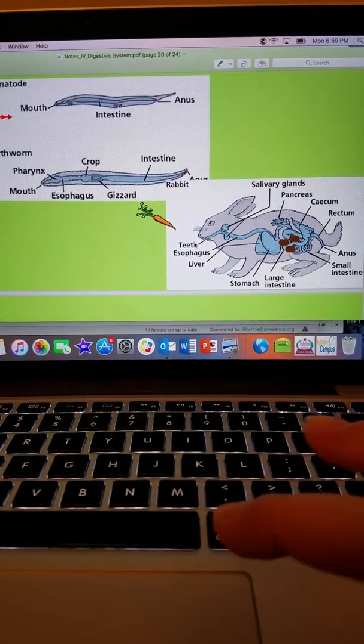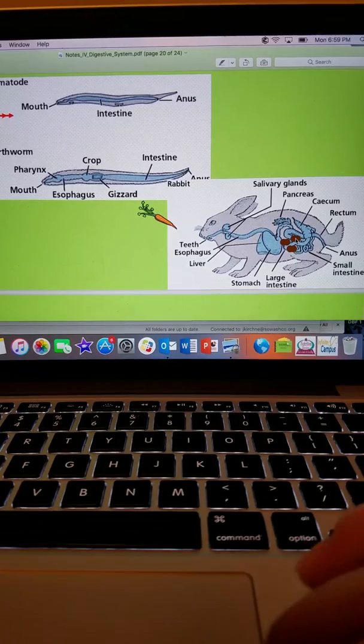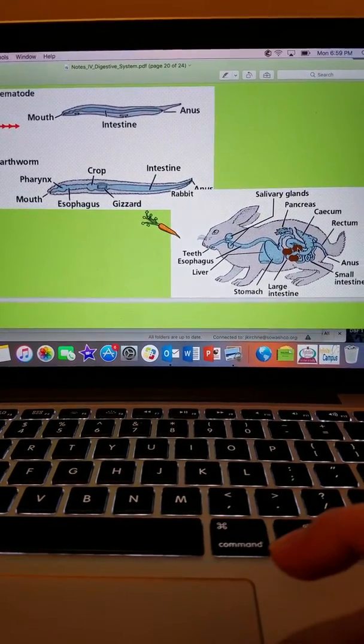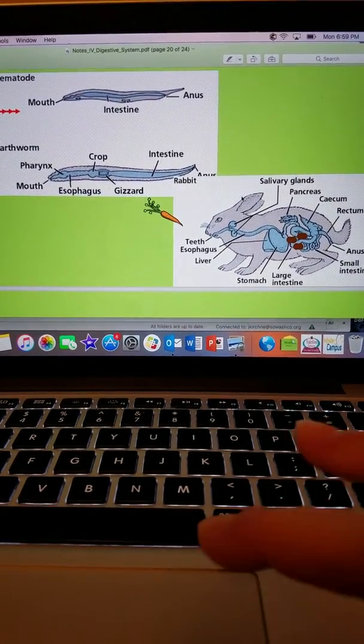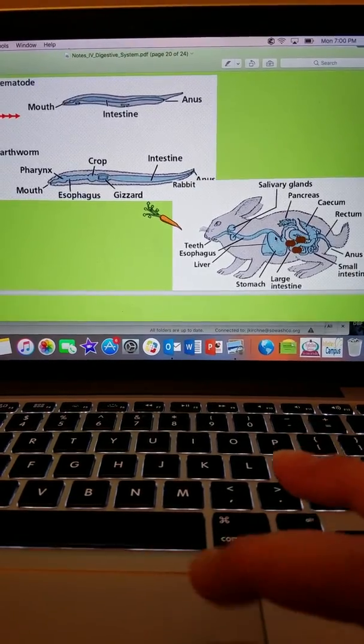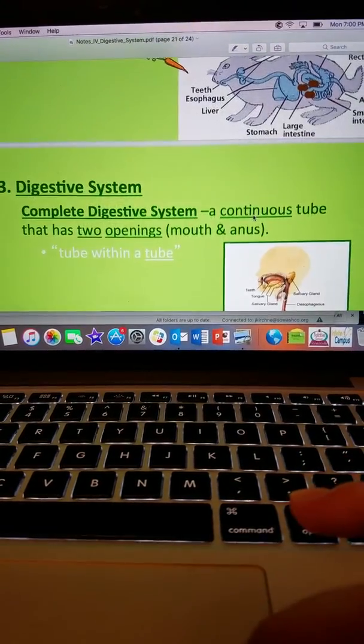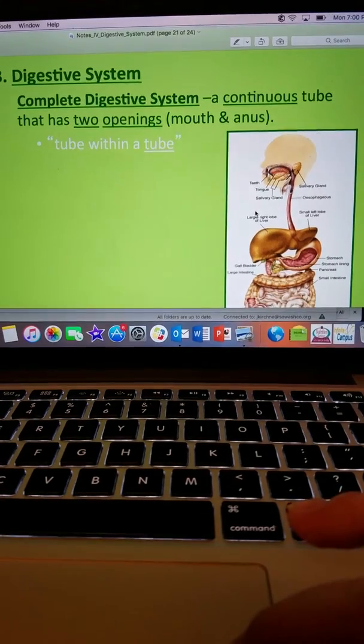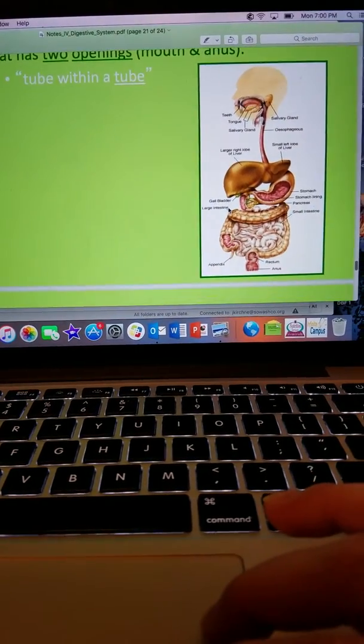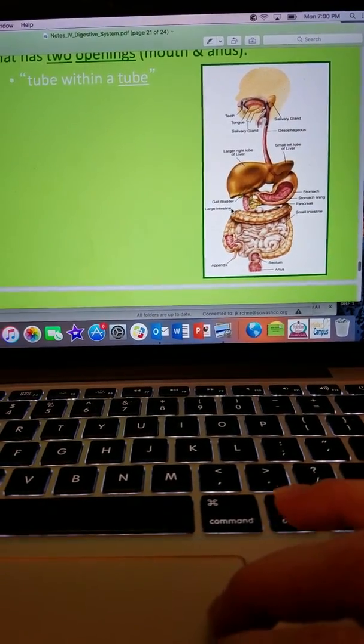This is where I showed the rabbit eating. I'll show you guys Wednesday, I promise. I'm too proud of it to not show you. But again, you have start to end. That's a complete digestive system. It's a tube within a tube. There's ours again. Let you look at that.